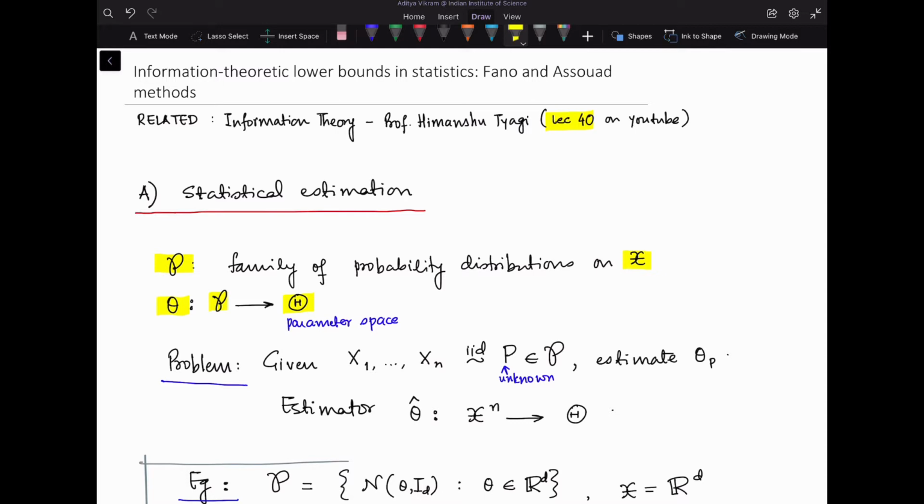Given n identically distributed and independent samples from P, this P is unknown. The only thing you know about P is that it comes from this calligraphic P. Based on these samples, we want to estimate the parameter associated with P, which is theta P. In other words, we want to construct an estimator. So your estimator theta hat is a function that takes n elements from calligraphic X and assigns to it an element from the parameter space big theta.